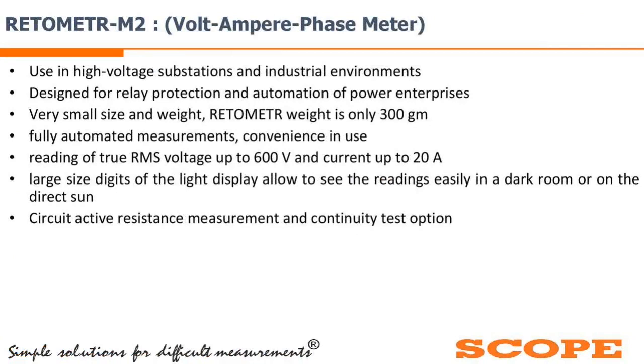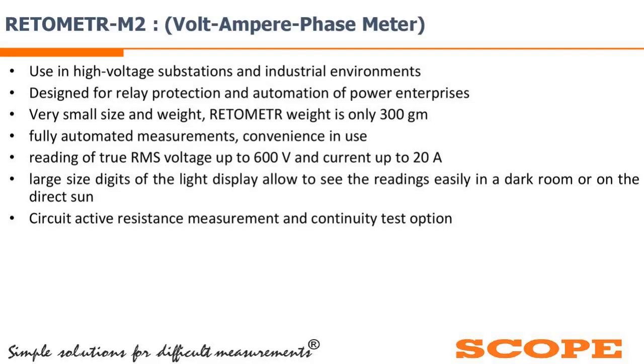And the next accessory is the Ratometer M2. The name indicates a volt ampere phase meter, that is, a current and voltage measurement meter. We can use this Ratometer in high voltage substations and industrial environments. It is designed for relay protection and automation of power enterprises.